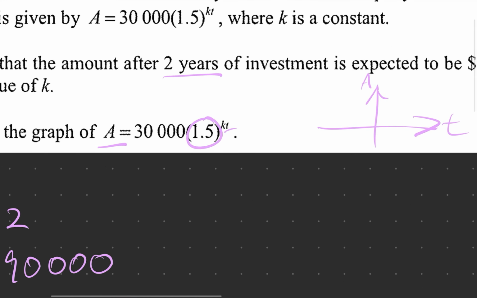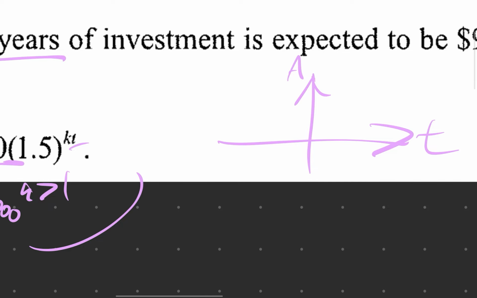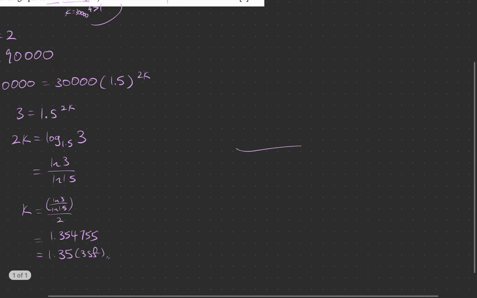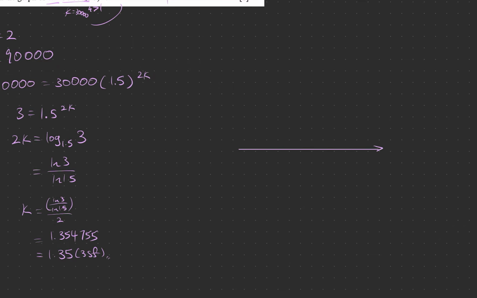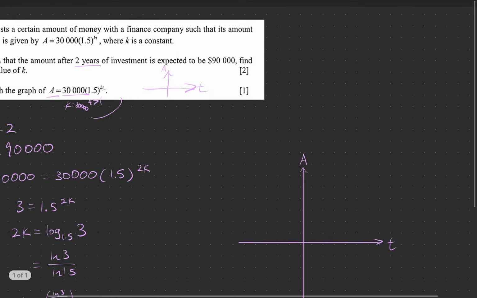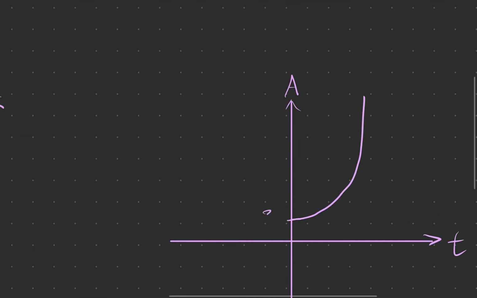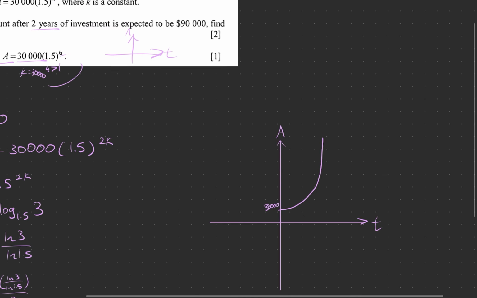The base value is more than 1, so therefore it's going to be an exponential growth, and your constant is 30,000, so therefore it will intercept the y-axis at 30,000. So we can sketch this out now. You just need your axes. It's just a sketch, we don't have to be too specific in terms of scale. A, and this is your t, intersects at 30,000, so something like that. Yeah, it's okay, it's just a sketch. So 30,000, and you have to label your graph: A equals 30,000 times 1.5 to the power of kt.